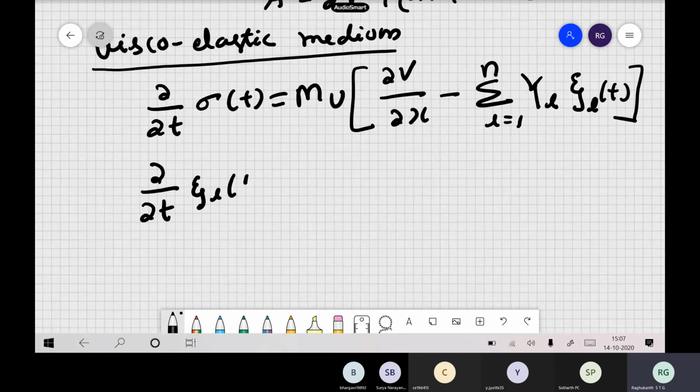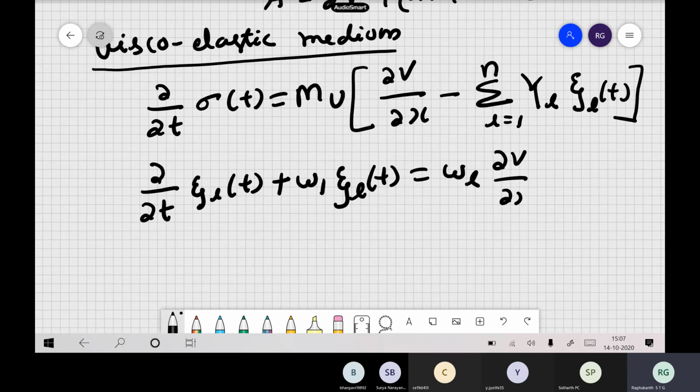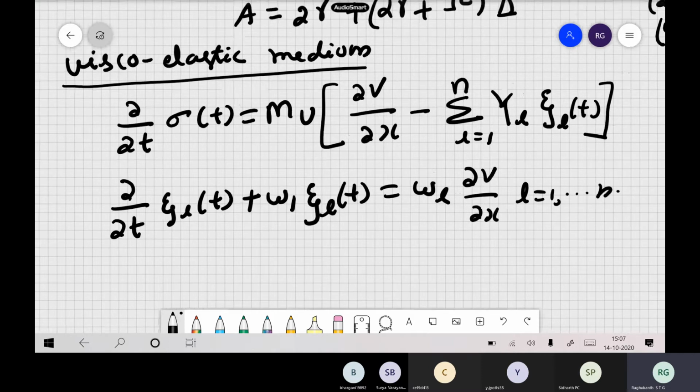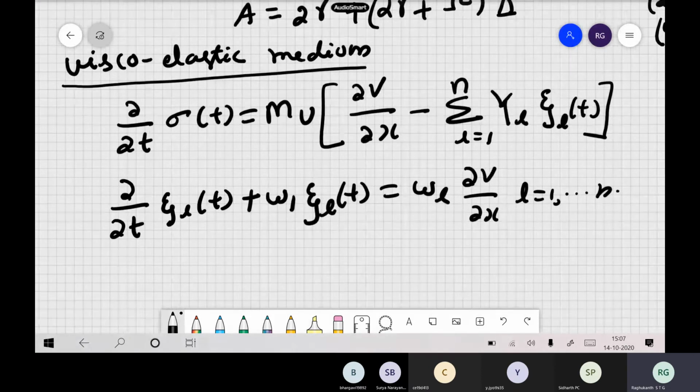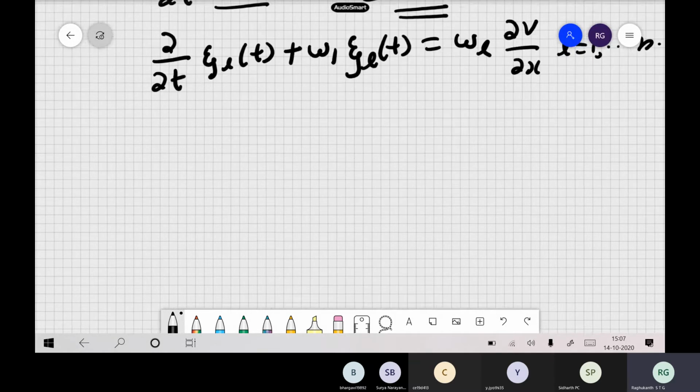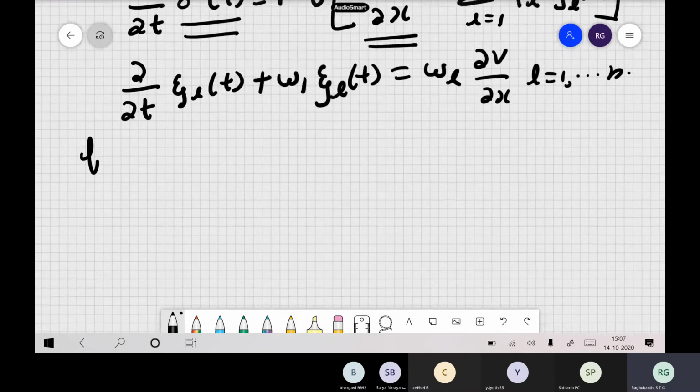Okay, psi L of t. So these are all the coefficients which satisfy some other ordinary differential equation. So omega L, so dou v by dou x, up to n. So these are for viscoelastic medium actually. So the stress strain relation, or this stress versus strain rate expression, you can write like this for viscoelastic medium. Now how to write this in a finite difference format?